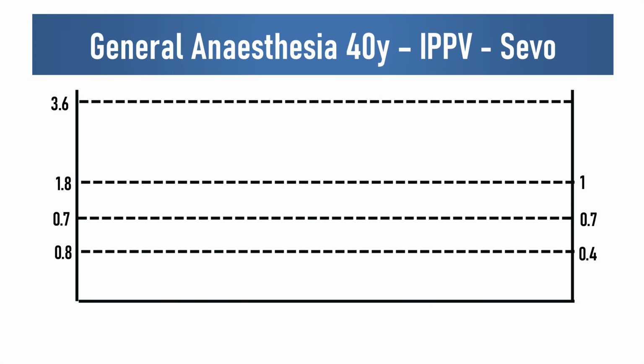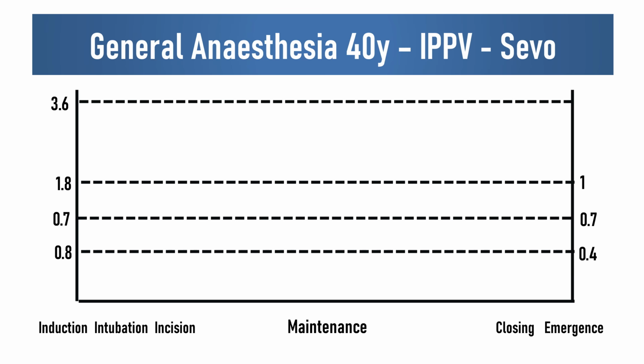This is a general anesthetic of a 40-year-old getting intermittent positive pressure ventilation with sevoflurane. On the x-axis, we have the different times of the operation: induction, intubation, incision, maintenance, closing, and emergence. You'll note that we have 2 y-axes. On the left, we have the inspired concentration of sevoflurane. On the other y-axis on the right is the fractional MAC. Remember, that's always in expired gas.